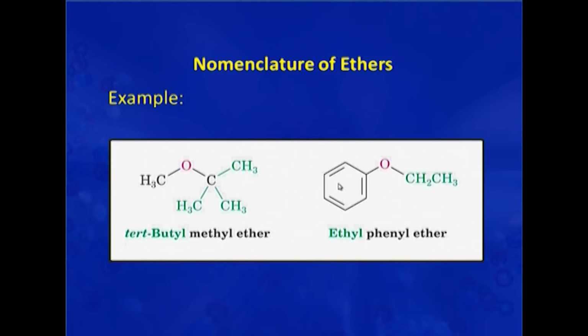Here in the second case, we have an ethyl group on one side of oxygen and a phenyl group on the other side. Ethyl comes before phenyl, that is why ethyl phenyl ether is the name of this molecule.